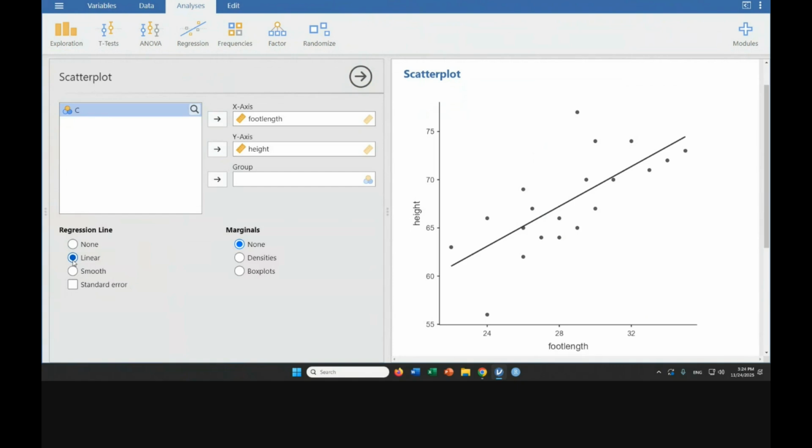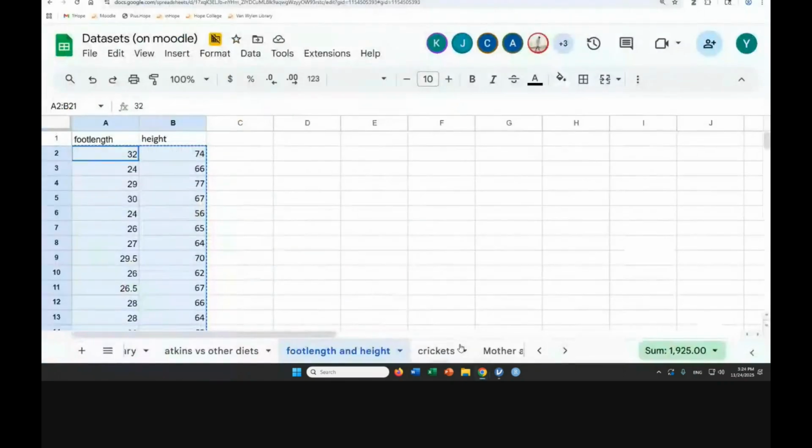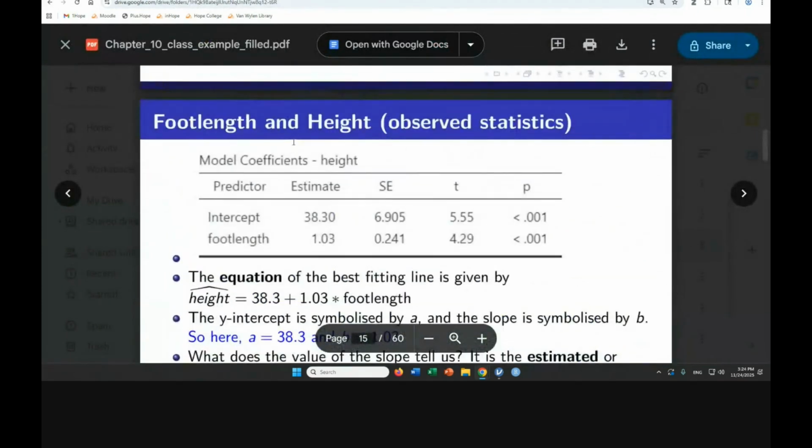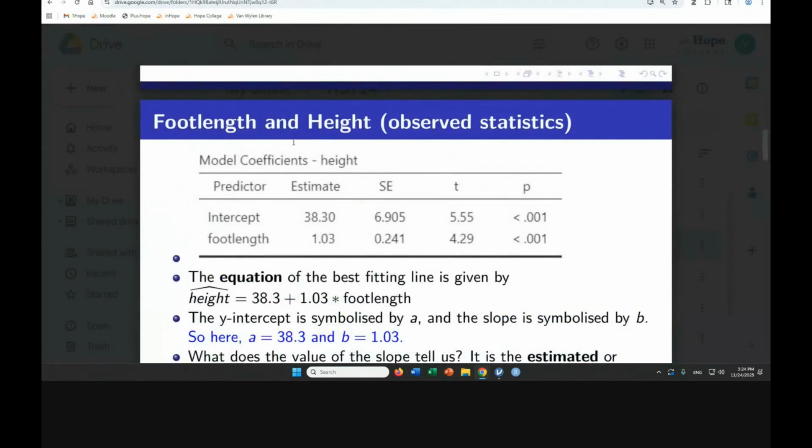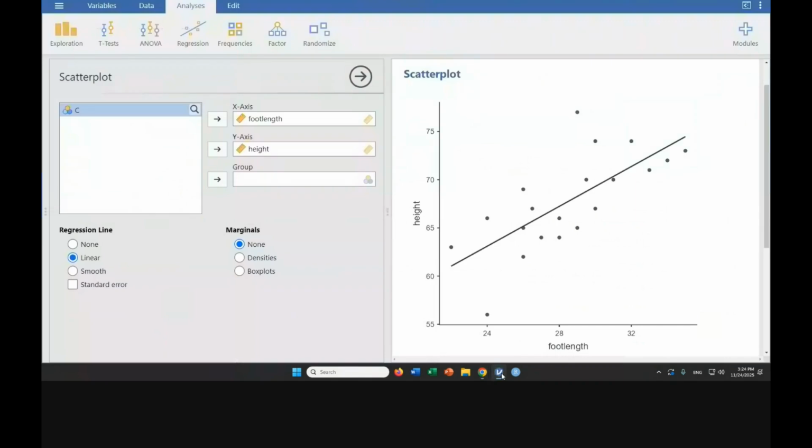Okay. So now let me show you how I got this in the slides. Let me go back to my slides. Did you wonder how I get this table? How do I get the 38.3 and the 1.03? Well, I'll show you now. It's not very much more difficult, only slightly. Can you guess? You go to analysis, regression. So you can write in your slides, analysis, regression. Do you see linear regression? Okay, click on that one.